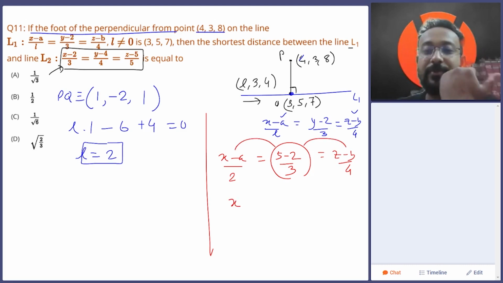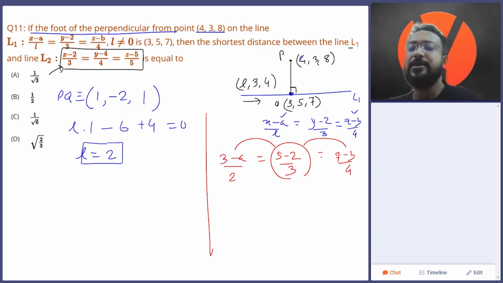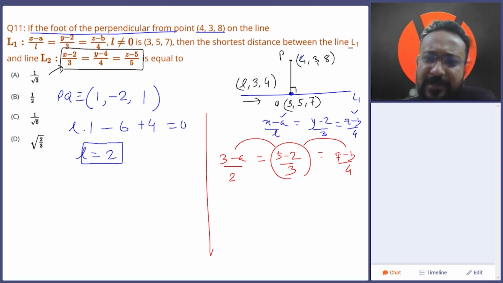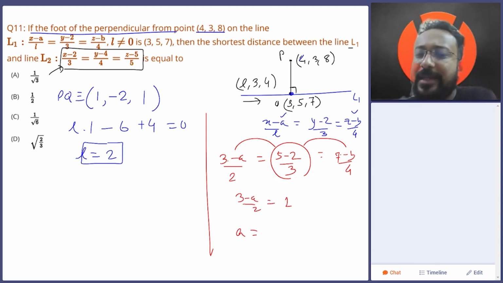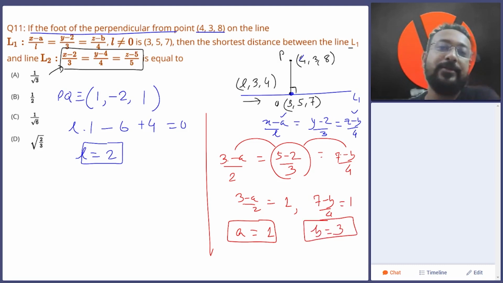Sorry, we have not put X now. So X is 3 minus A, Z is 7 minus B. Do you see, this is 5 minus 2 by 3. So 3 minus A by 2 becomes equal to 3 by 3, that is 1. So A comes out to be 2, 3 minus 2, A is 1. Clear? Similarly, if we see, we get 7 minus B by 4 is equal to 1. So B comes out to be 3.